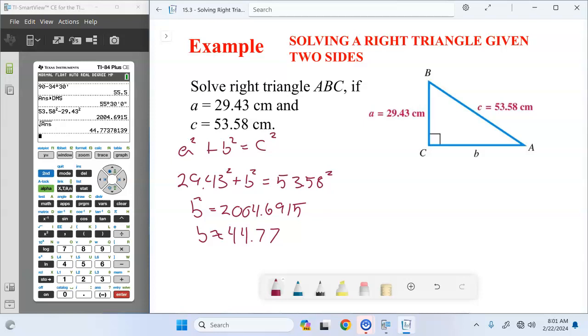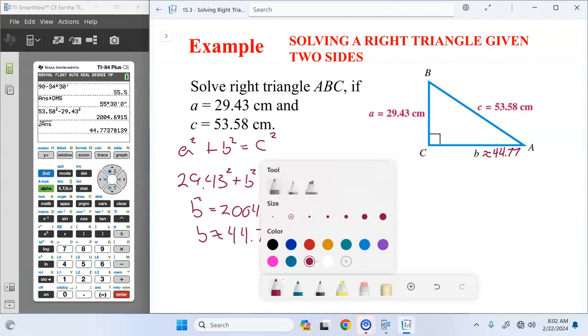We will not use side B in any other calculations. We will only use side A and side C because B is rounded. We want to leave it alone and never touch it again. We're only going to use A and C.